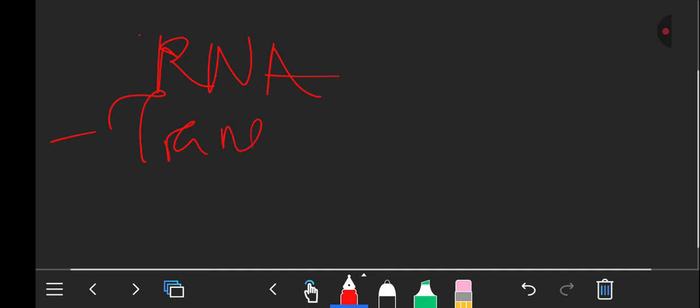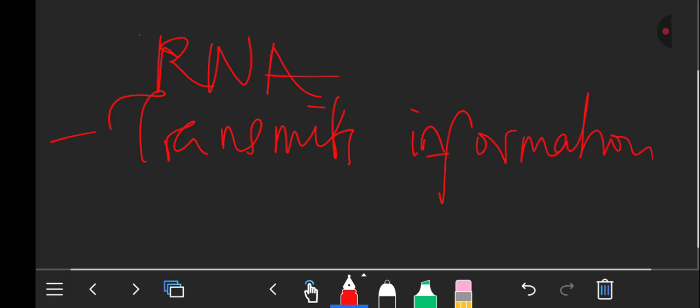And let's look at now the function of RNA. For DNA, we've said the function is just the storing of genetic information, right? But for RNA, this is the one now which transmits that information which is stored in DNA. So this one transmits information, of course this information is genetic. It transmits genetic information of DNA.